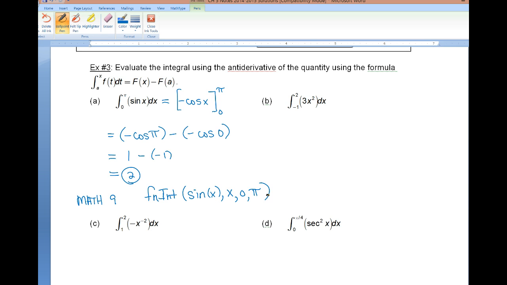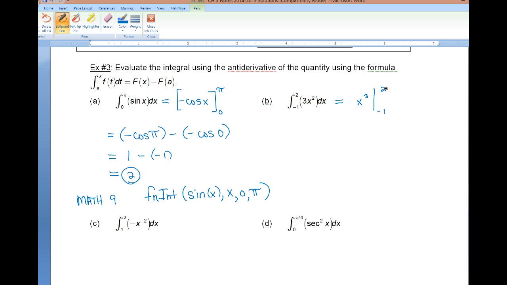Anybody else? Should we try it? Okay, so what's 3x squared? 3x cubed over 3, so x cubed. So here's another way to write the evaluated sign. If you just have one term, you put a line and a little -1 here, a little 2 up here, and that just means evaluated at -1 to 2.